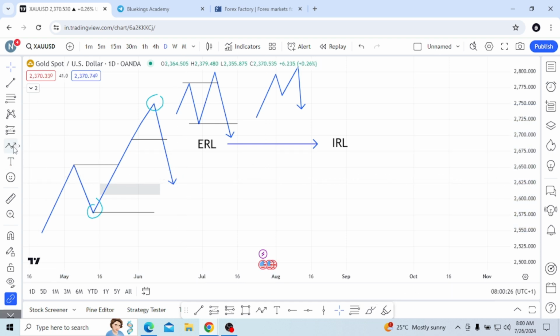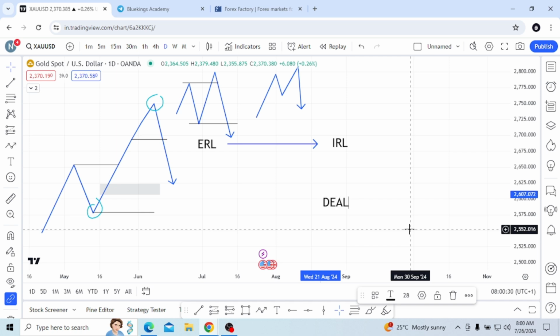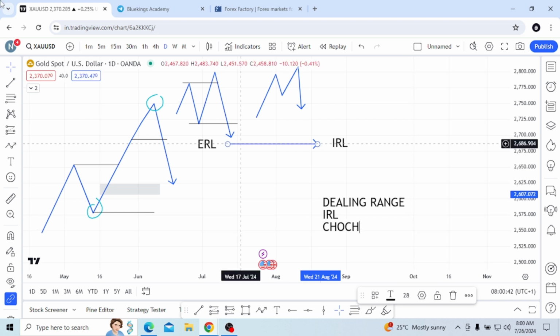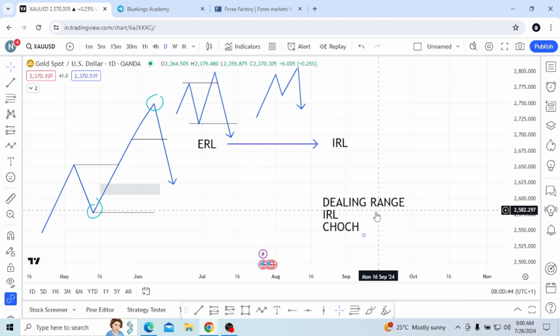So what are the things you need to pay attention to get your draw on liquidity? See it here. Let's start with dealing range. The first, identify your dealing range, and secondly, identify your IRL and chalk, and all of these things are comparisons. I think you need to know.